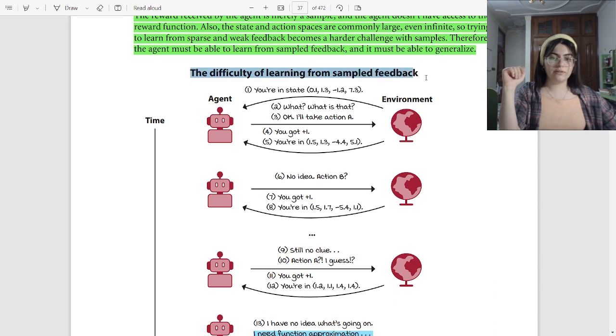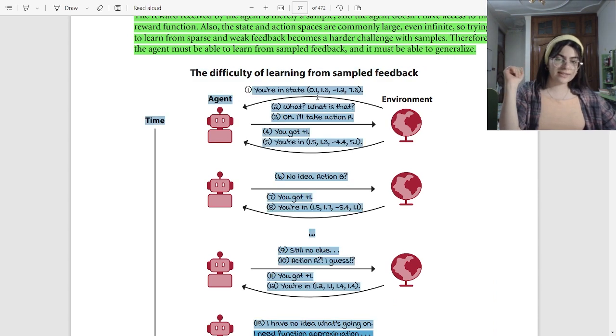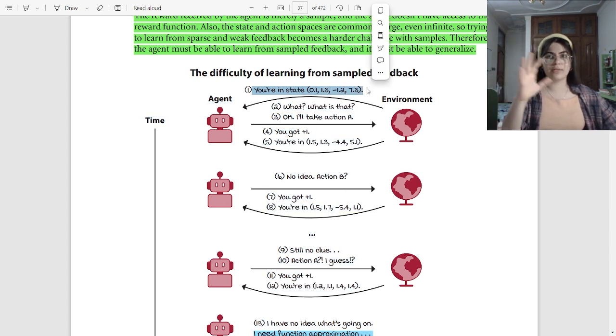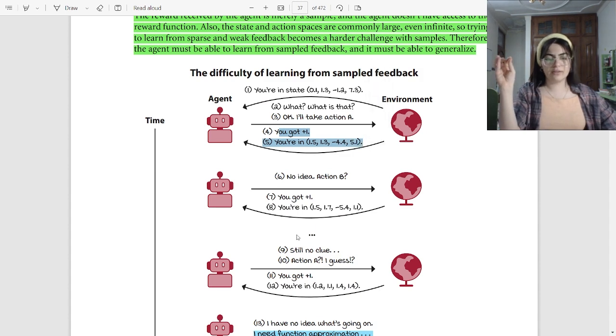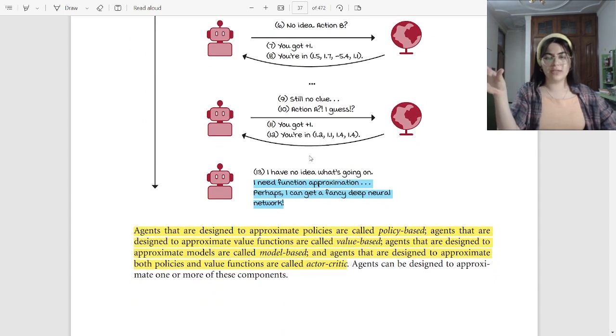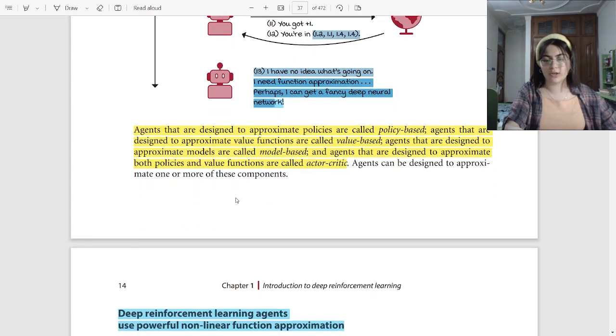So it mentions that learning from sampled feedback is just like you are in a state 0, 1, 0.1, 1.3, negative 1.2, 7.3. There are so many variables here. And it says, what is that? Okay, I'll take action A, and then it got a +1 in another weird combination of 4 digits of states. And then it keeps on, and the agent has no clue, and it mentions that I have no idea what's going on. I need function approximation because we have a vector of states. Perhaps I get a fancy deep neural network.